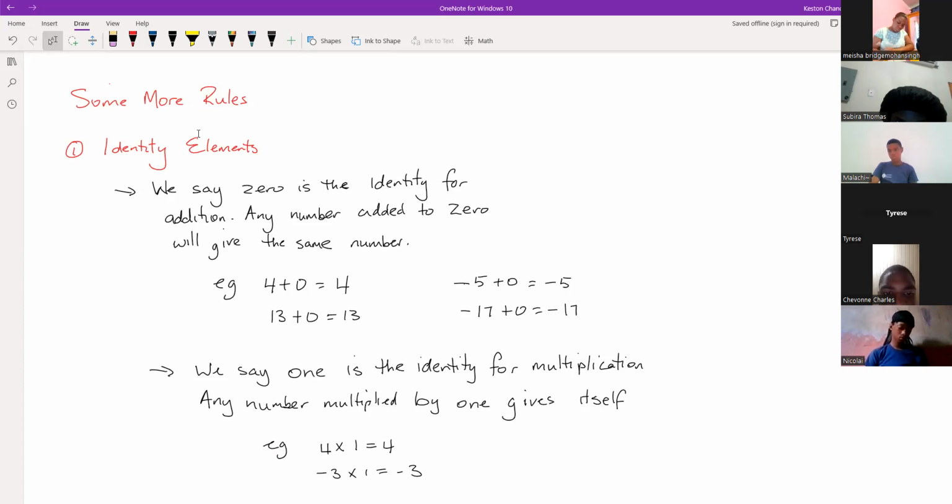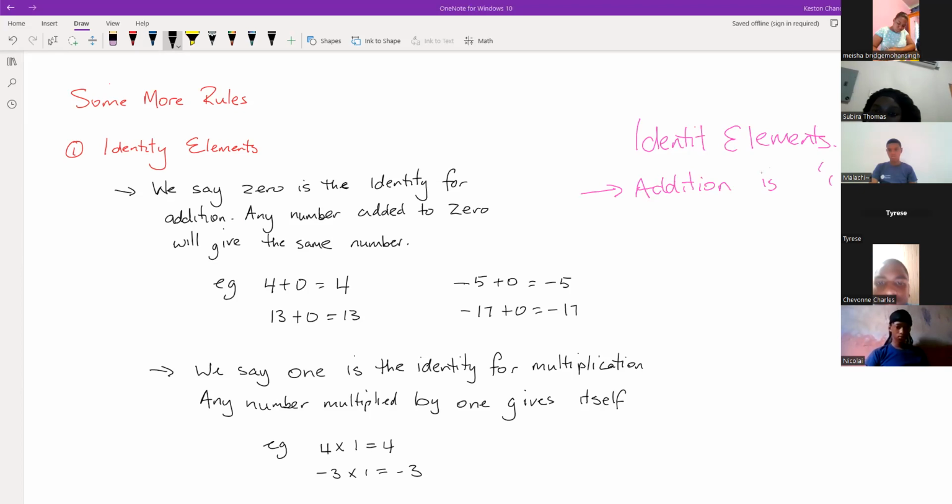Right? So our identity elements for addition, and just scribble it here, identity elements for addition is the number 0. For multiplication, it's the number 1. So anything multiplied by 1 will return itself. Anything added to 0 will return itself.